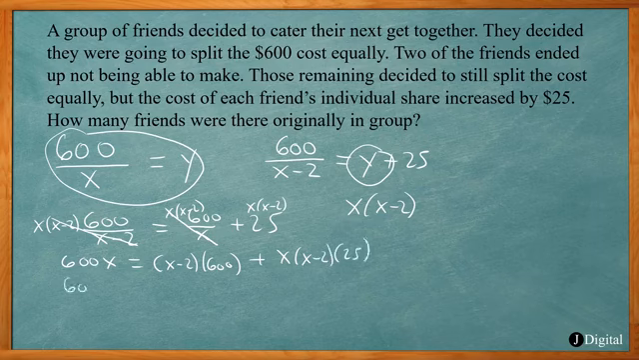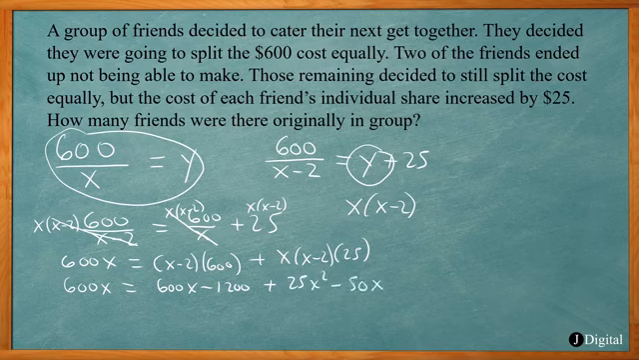Now if I multiply this out, I get 600x is equal to 600x minus 1200 plus 25x squared minus 50x. Alright, so I see I have a squared term here, so it's going to be a quadratic, so I need to get everything to the same side. You can see the 600x is going to cancel out, and I'm going to end up with 25x squared minus 50x minus 1200.